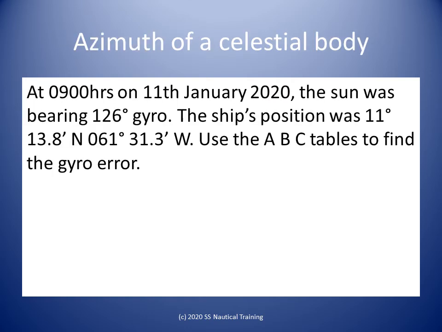At 0900 hours on the 11th of January 2020, the sun was bearing 126 degrees gyro. The ship's position was 11 degrees 13.8 minutes north, 061 degrees 31.3 minutes west. Use the ABC tables to find the gyro error.